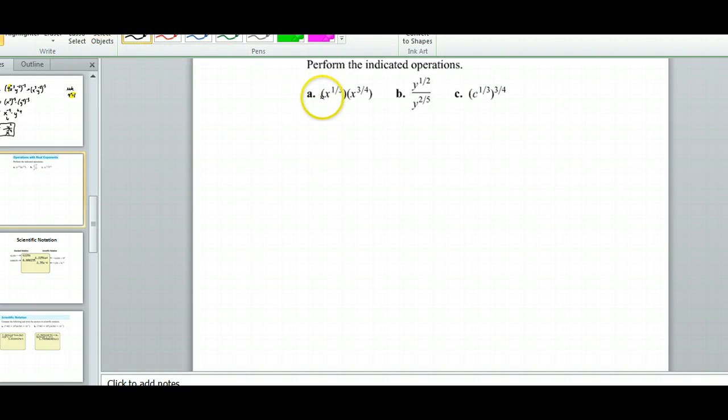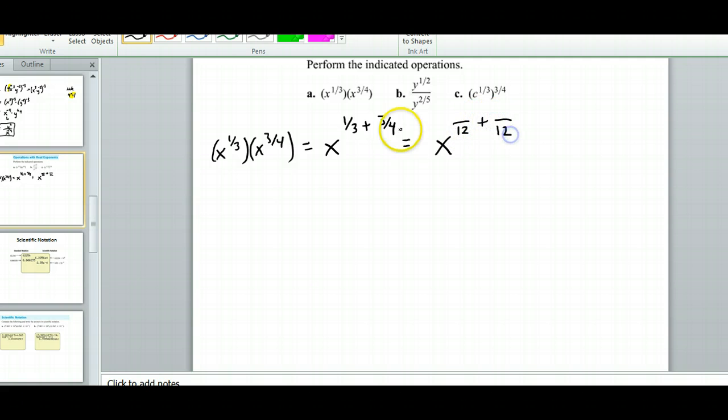Now again, do I add powers or do I multiply powers? Well, we have the same base, so same base means we add the exponents. So this is x to the 1/3 plus 3/4. To add those fractional exponents, we need common denominators. 1/3 is the same as 4/12, and 3/4 is the same as 9/12. So we end up with x to the 13/12 power.